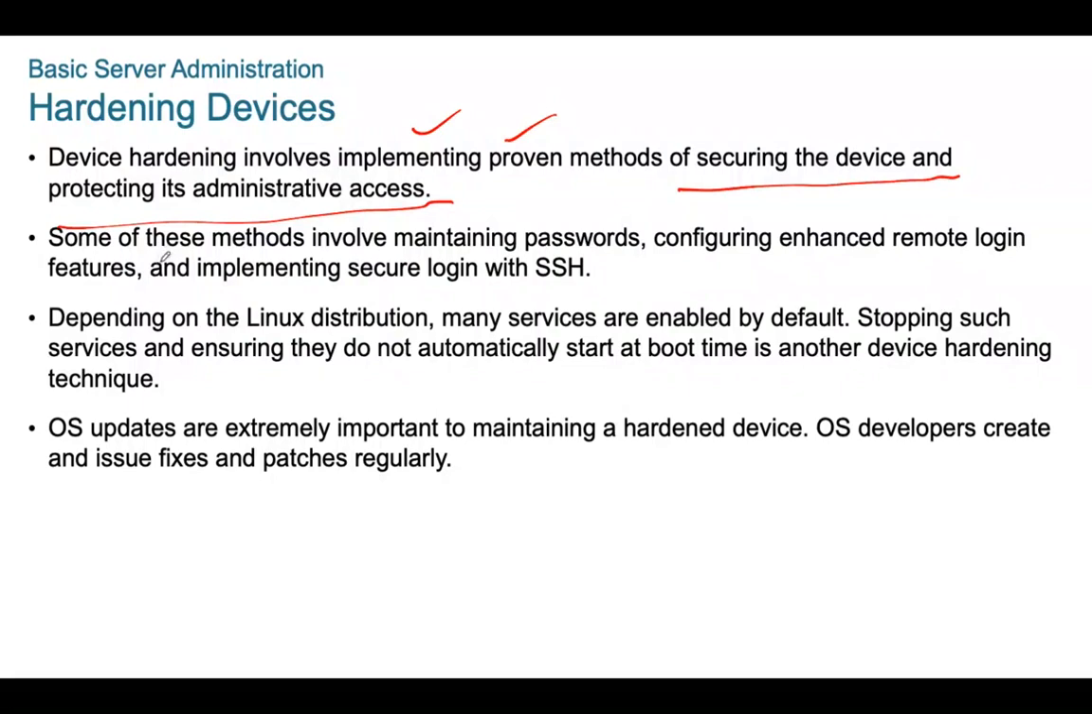Some of the methods involved are maintaining the passwords and configuring enhanced remote logins using SSH remote login, so only authorized users can use remote login, like we are using the UTSA VPN. If you don't connect through our VPN, then it will not allow us to access the services. Depending on the Linux distribution, many services are enabled by default. But if you want to stop them, you can stop them, and you can limit the privileges to connect with the servers.